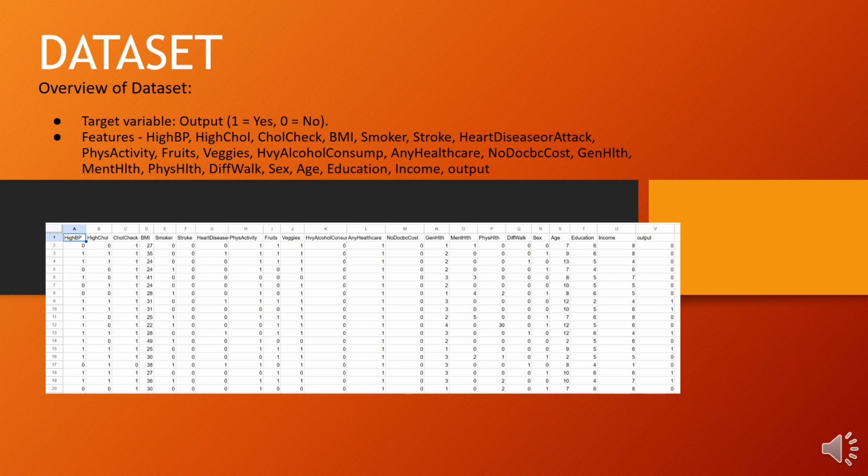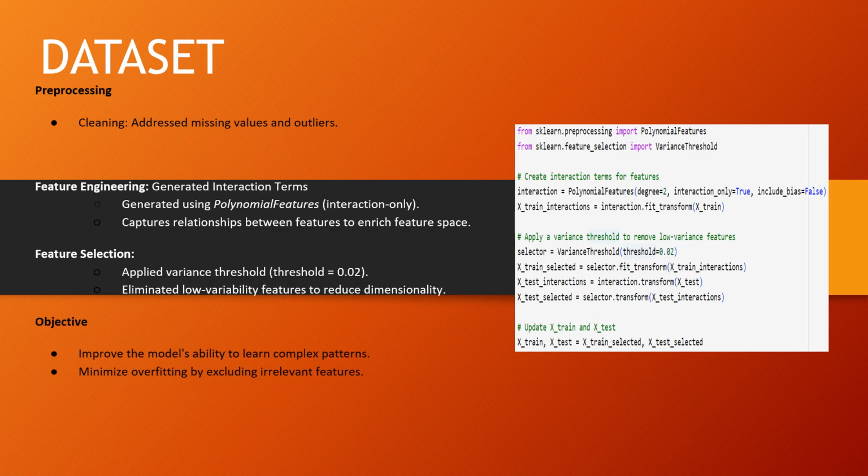Our dataset consists of various health related features, including variables like high blood pressure, body mass index, whether the individual is a smoker, and more. The target variable we are predicting is whether the individual has diabetes, represented as 1 for yes and 0 for no. Hello everyone, this is Srilakshmi.